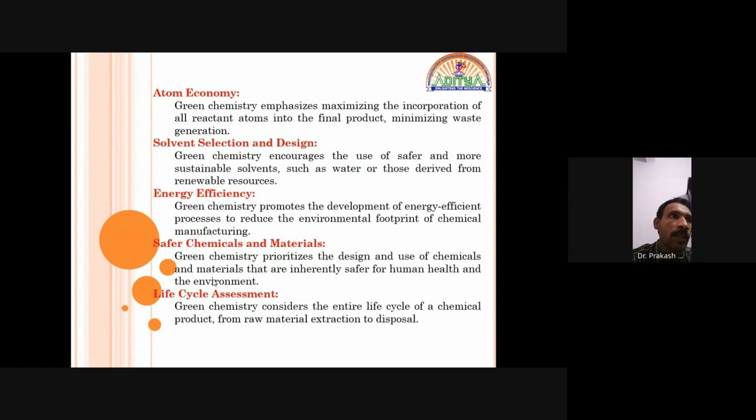assembling. Life cycle means which type of product we are going to prepare, and for how much period it will be used in the field. So, next slide.